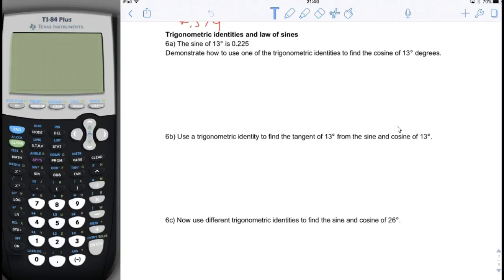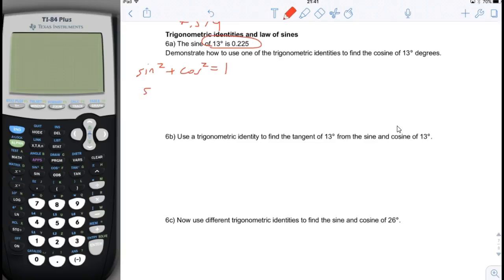It gives us the sine of 13 degrees as 0.225. And then it says use one of the trigonometric identities to find the cosine of 13 degrees. Well, if you remember, the trigonometric identity that can be used for that is sine squared plus cosine squared equals 1, which is derived from the Pythagorean theorem. We talked about this earlier in the mock exam.